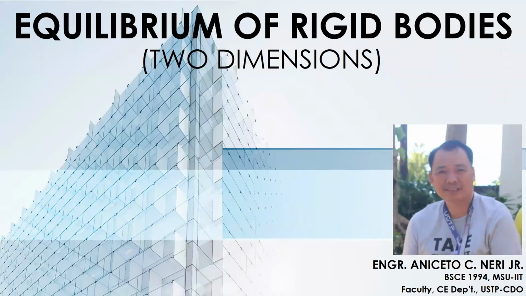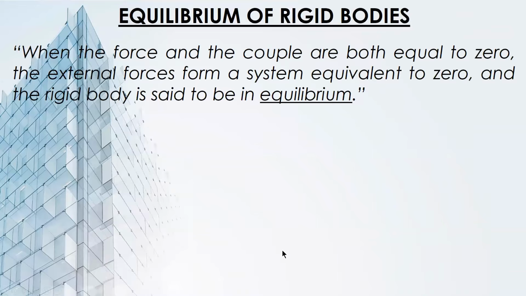The topic that I'm going to discuss is about equilibrium of rigid bodies. First, with the dimensions. When the force and the couple are both equal to zero, the external forces form a system equivalent to zero, and the rigid body is said to be in equilibrium.